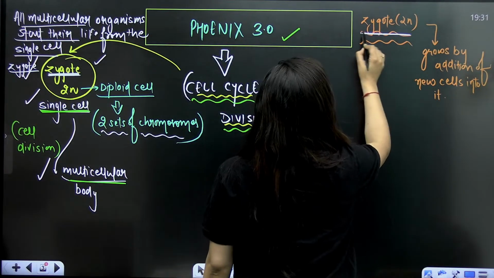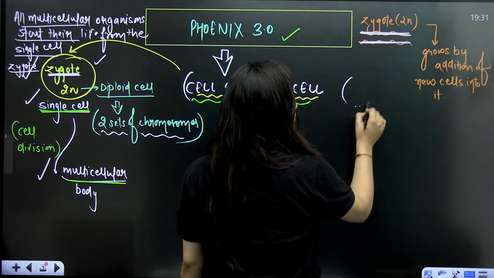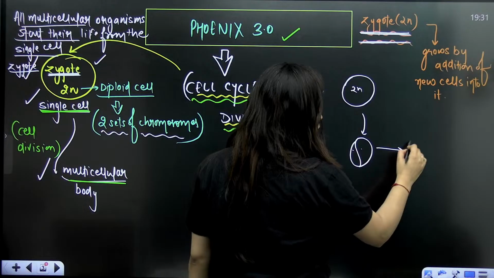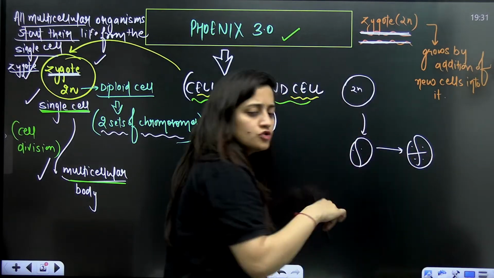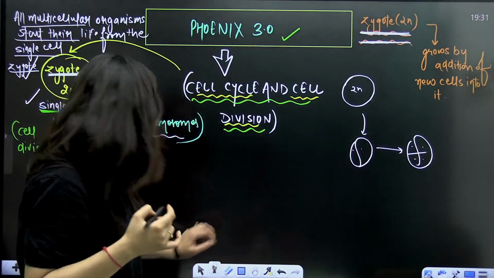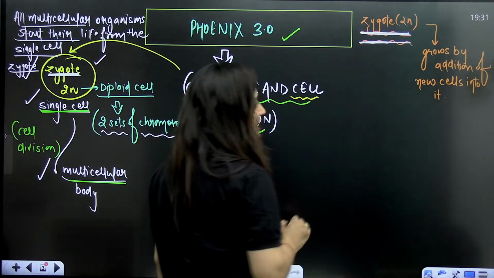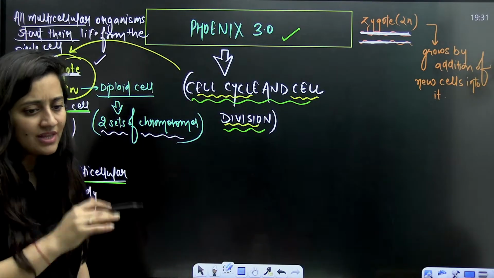Are you getting my point? Like we talked about, the zygote will undergo cleavage. One cell will form two, then two will form four, and so on. We discussed it. So ultimately, division is something which is very important. Ultimately, division is something that we need here.